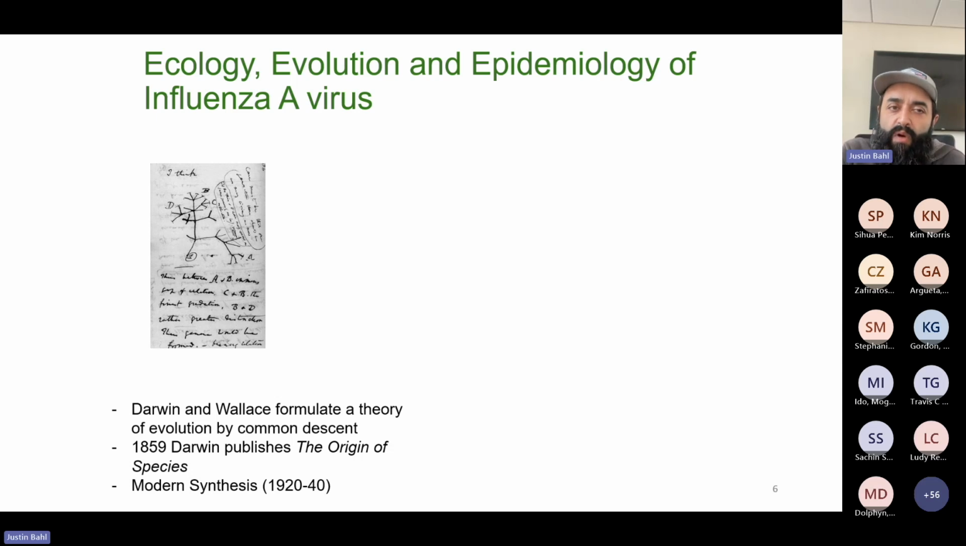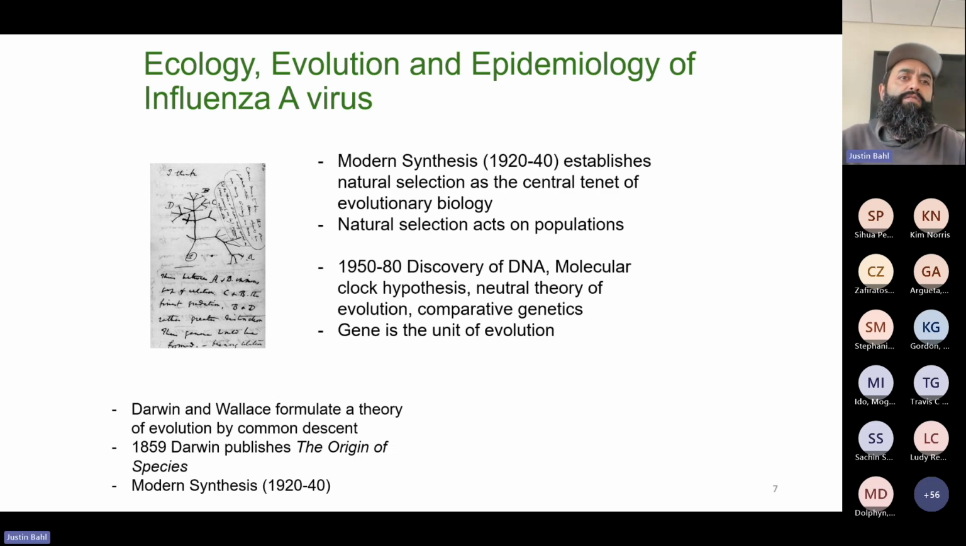1859. In 1920 and 1940, we had a modern synthesis that brought together concepts of ecology and population genetics into an evolutionary framework. So that modern synthesis, again, 1920 and 1940, was all prior to knowing what DNA was, and that the gene itself was the unit of evolution. But between that period of 1950 and 1980, we went through a rapid discovery phase where we characterized the molecular clock, the neutral theory of evolution, and developed methods for comparative genomics.